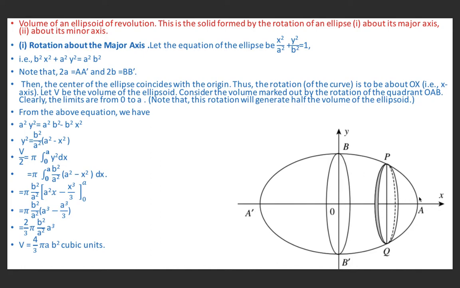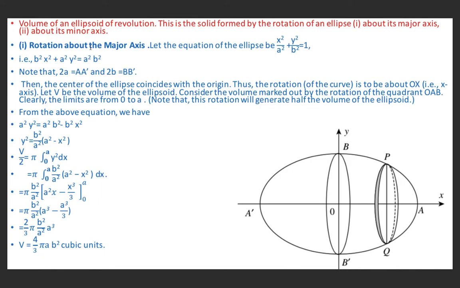If we rotate the upper portion along this x-axis, then we get the complete volume of the ellipsoid. But we are rotating only the first quadrant OAB about the x-axis, and we will get the half volume of the ellipsoid. And if we double it, we will get the total volume of the ellipsoid.